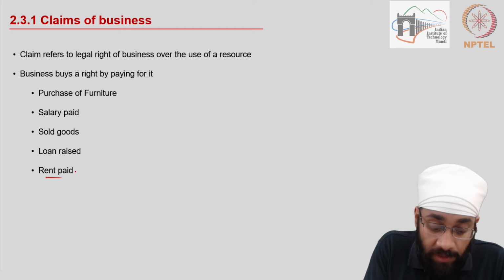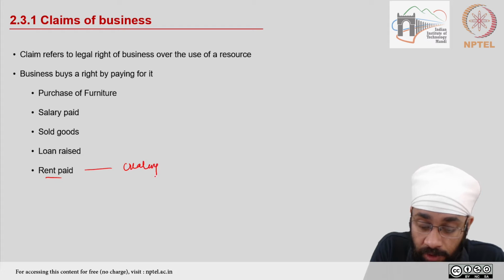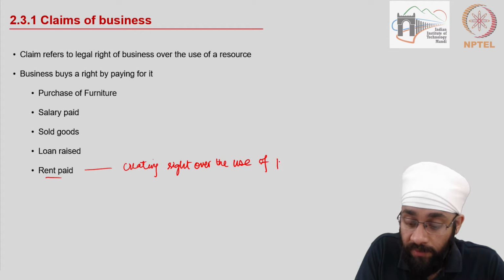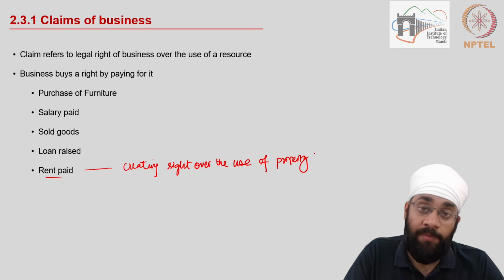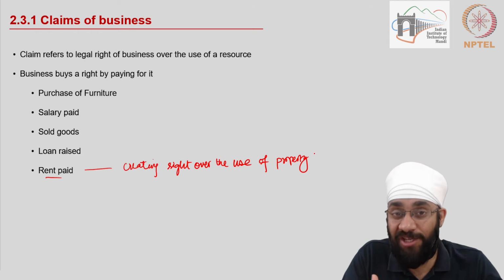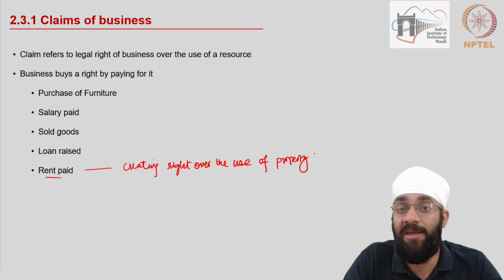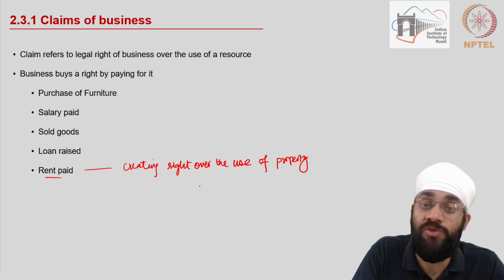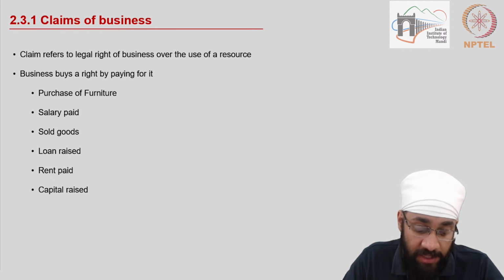Rent paid. When you pay rent to the landlord, you are earning a right, you're creating a new right over the use of the property for which you are paying the rent, right? You pay the rent, so the claim on the cash that you pay to the landlord, that claim goes down, but in return, the claim that you have bought for that cash is the right over the use of the property for which you are paying. So that's how we think about claims in the business.